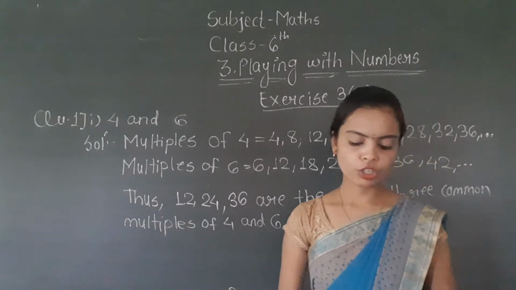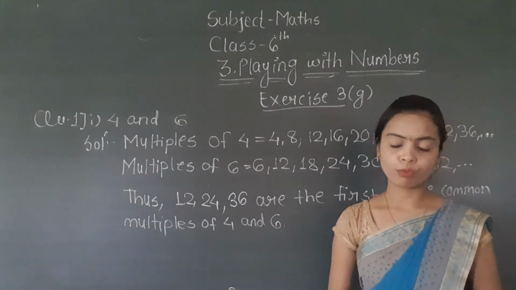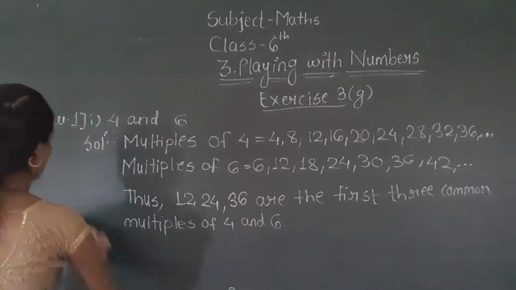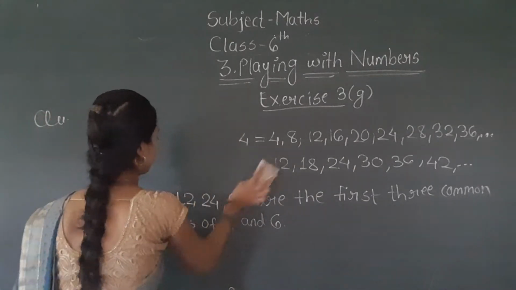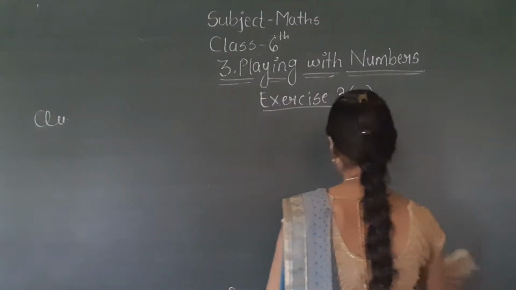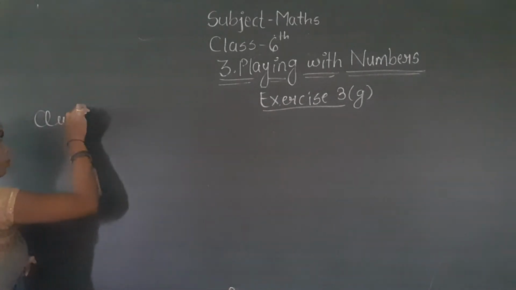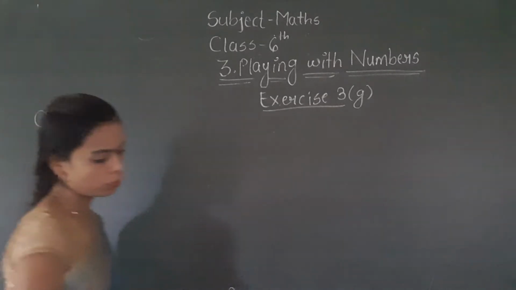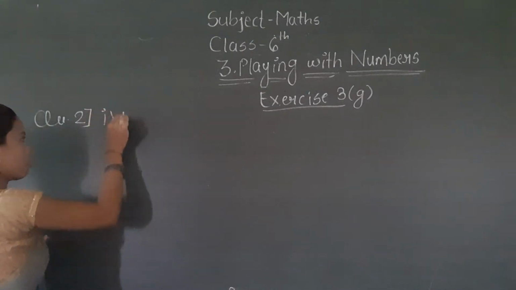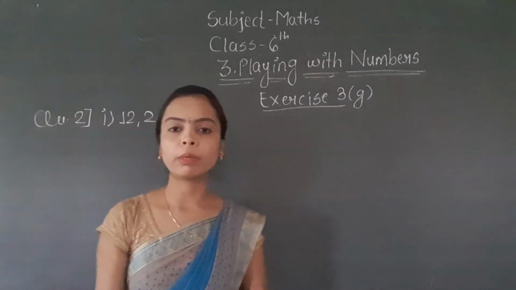Okay, now what is your question number 2? Question number 2 is determine the LCM of each of the following. That means you have to find the LCM in question number 2. So how to write it? Question number 2, first question is 12 and 20. Okay, so I am using the division method here.